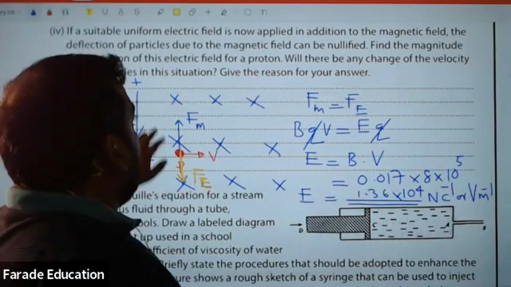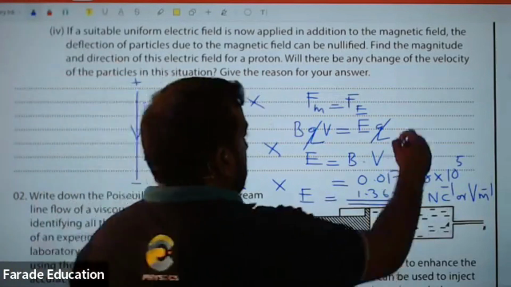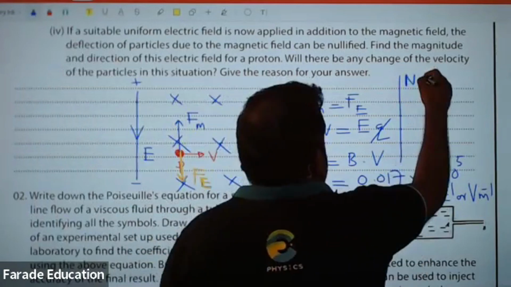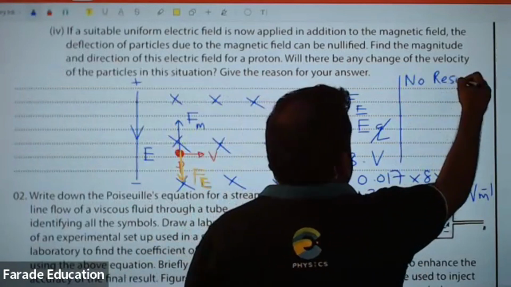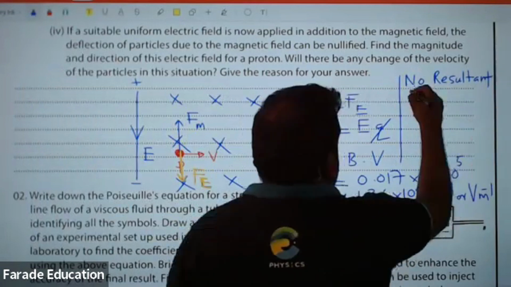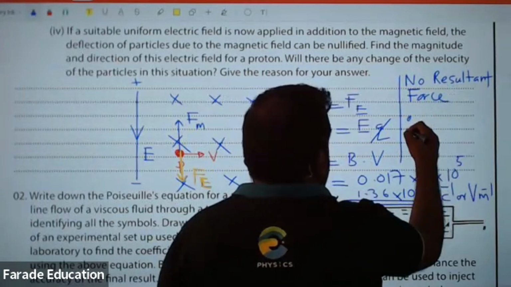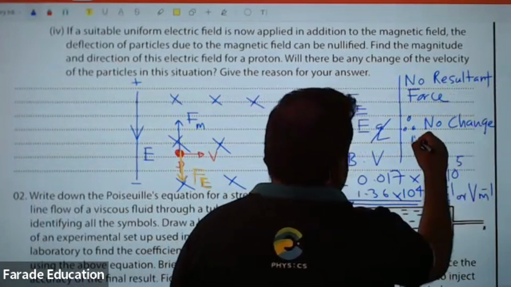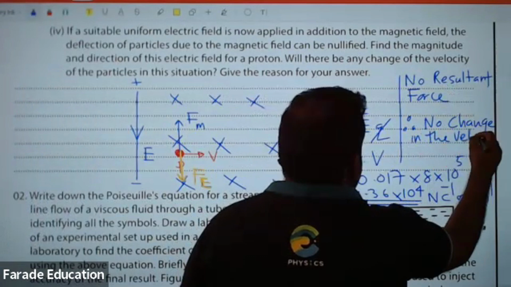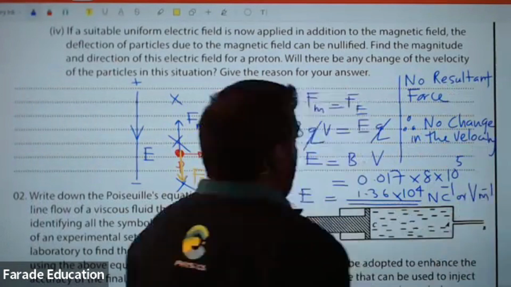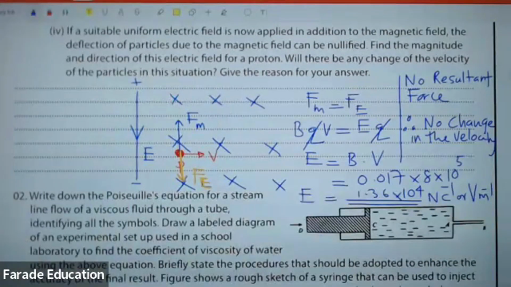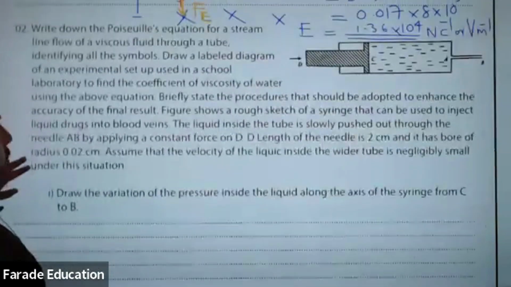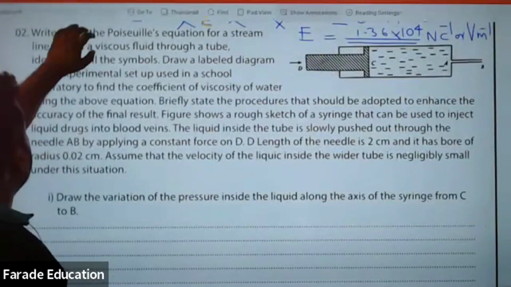Then they are asking you, will there be any changes to the velocity? No resultant force. Therefore, no change in the velocity. Right. Next question. Read the question carefully.